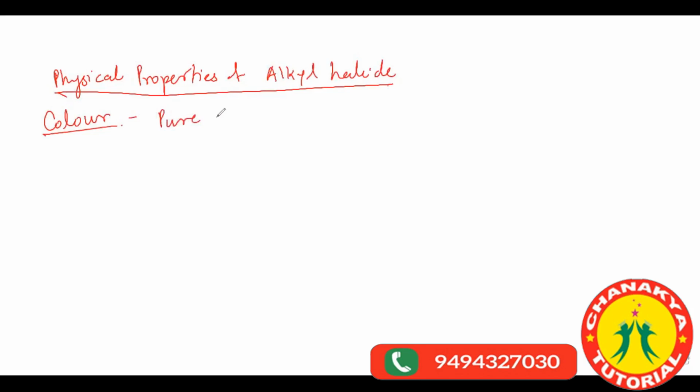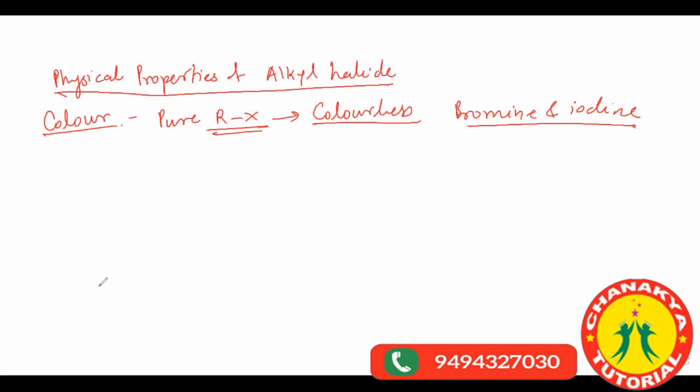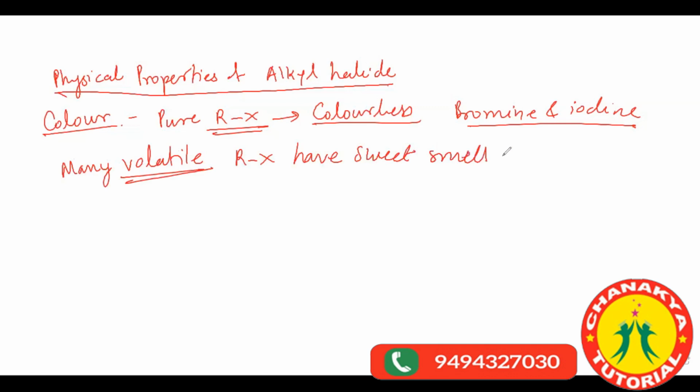Alkyl halides are colorless. But certain compounds of bromine and iodine may possess color. Different colors would be there. And many volatile alkyl halides have a sweet smell. This is very basic physical properties. It's about the appearance.